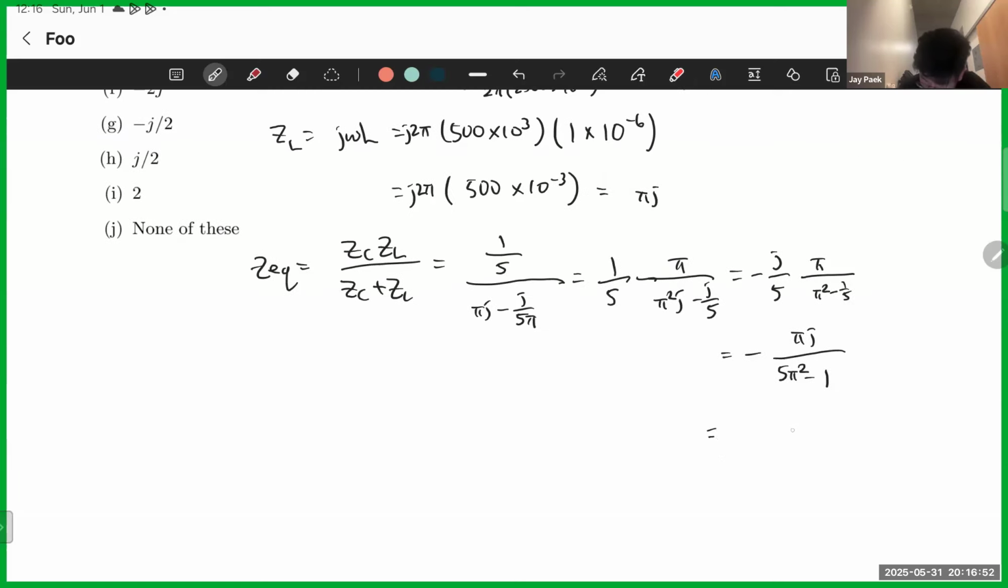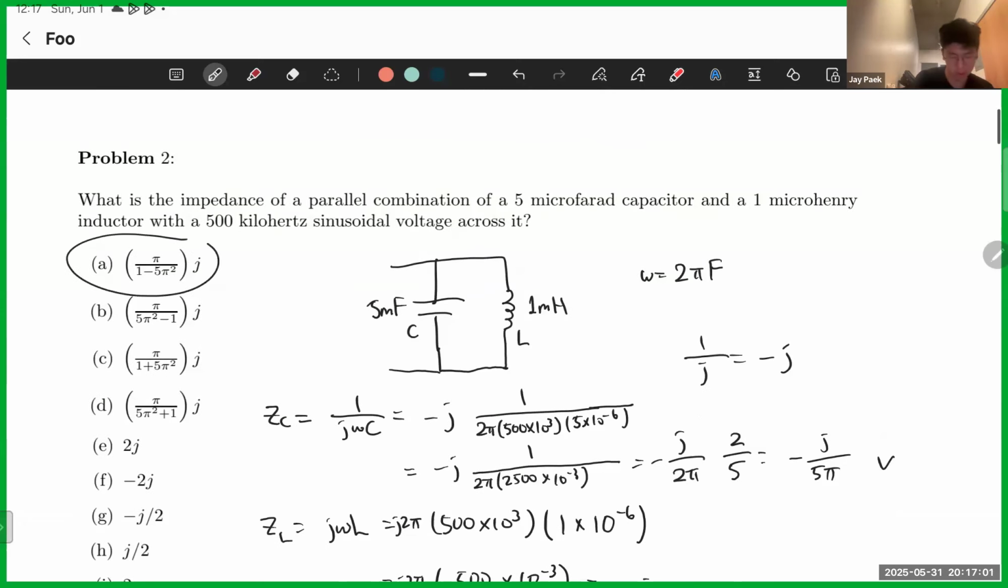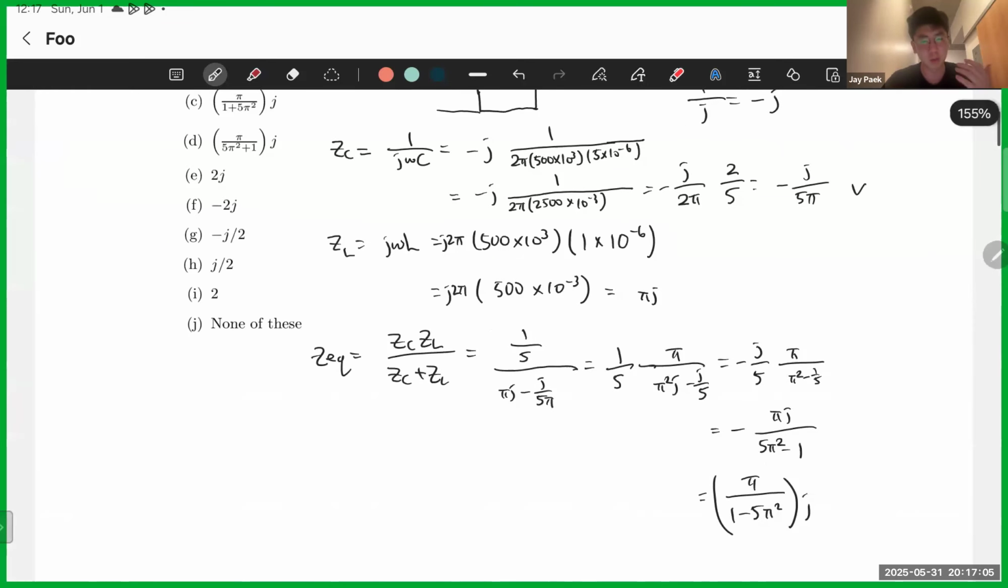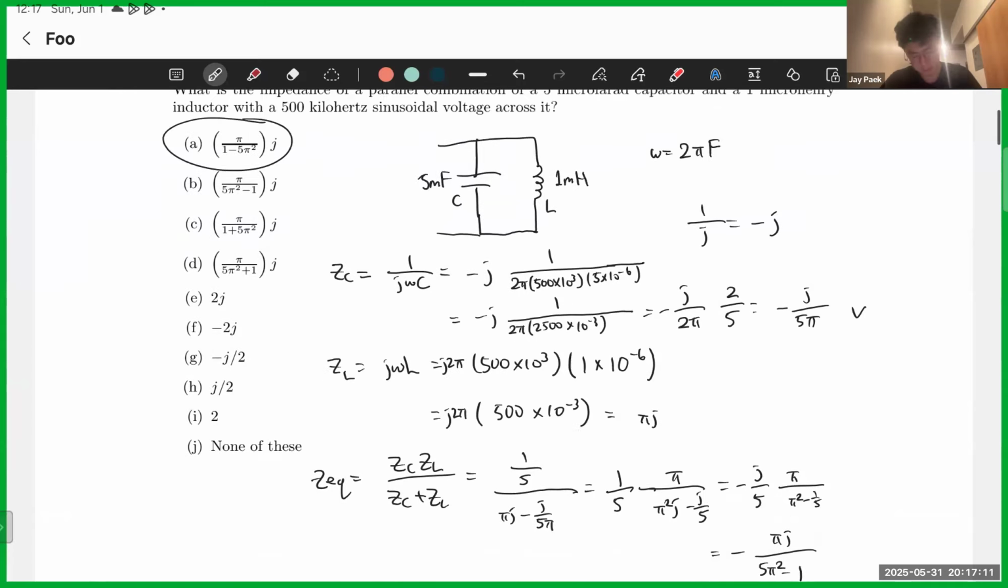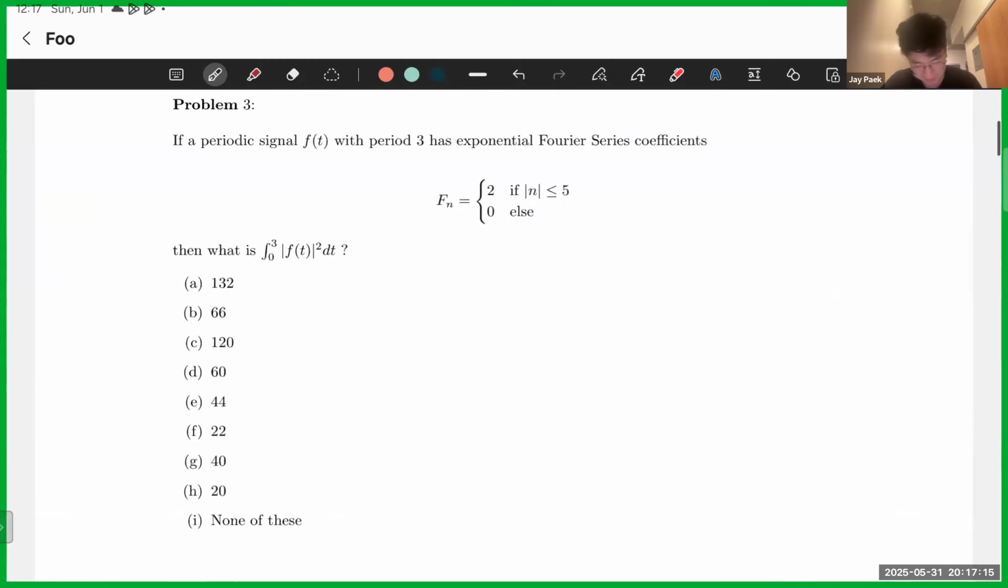And so what I obtain is pi over 1 minus 5 pi squared, and then j. There we go. Sorry about that, that was just an algebraic mishap. I don't know why that took so long, but hopefully the process is the most important, and the process is pretty straightforward. Just calculate the impedances. I'm going to keep moving on, because that was already 17 minutes.